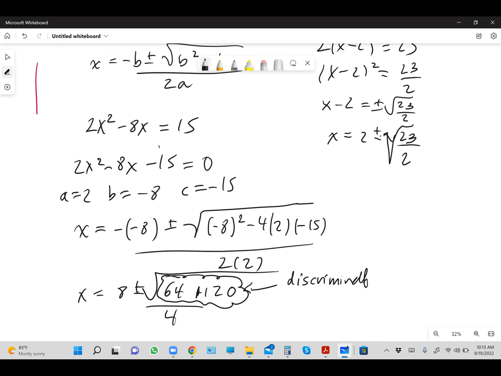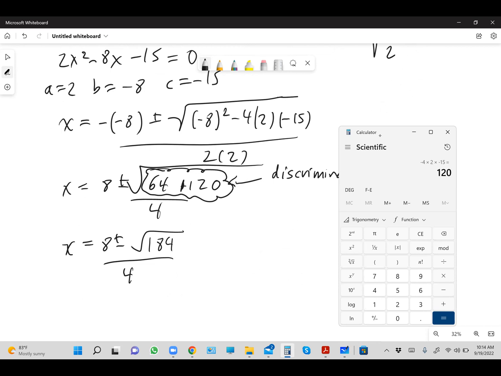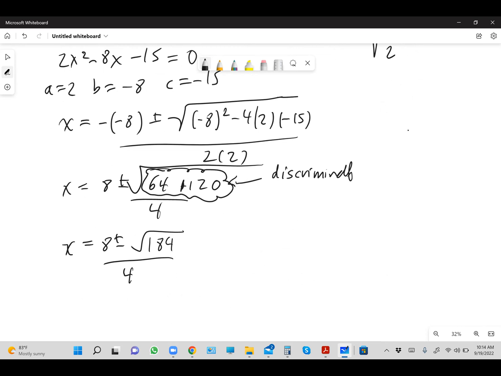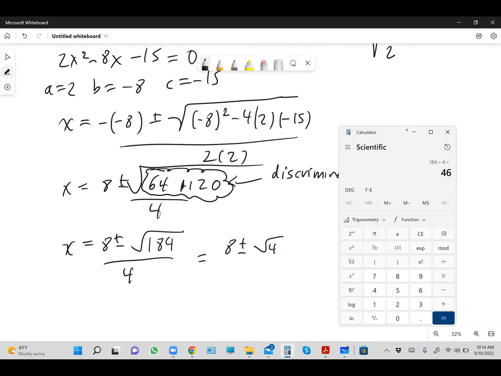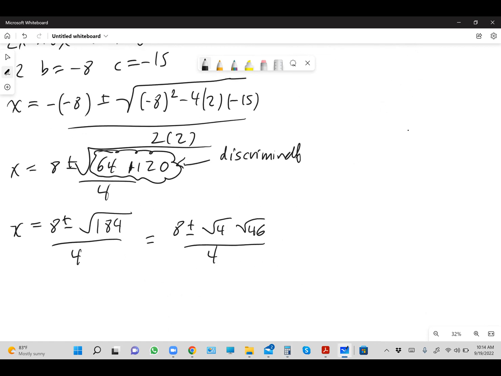So we get 184. So we got x equals 8 plus or minus the square root of 184 divided by 4. Okay. And so now I'm supposed to break that down. I don't feel like breaking that down, but let's try it. 184, I got a feeling it divides by 4. It does. So we got 8 plus or minus the square root of 4 times the square root of 46, all divided by 4. I'm gonna break that down again.